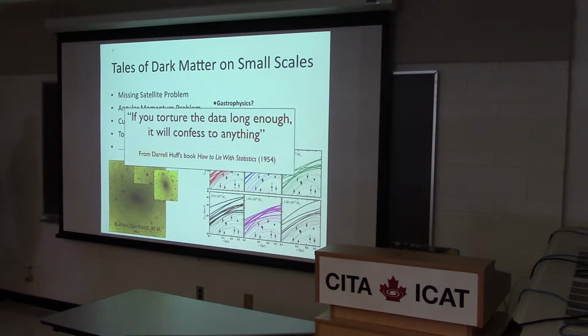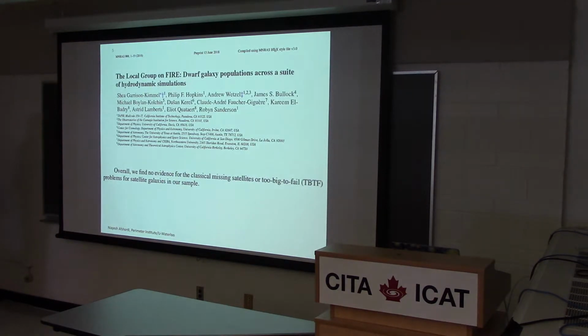Now, my point of view on all this is that if you torture the data long enough, it will confess to anything. And that's true for both observational data and simulated data. So of course, sure enough, this came out last week, or two weeks ago, from the same people who proposed the too-big-to-fail problem. They did simulations with super duper feedback, in realistic environments, and they claim that they solve too-big-to-fail and the missing satellite problem.